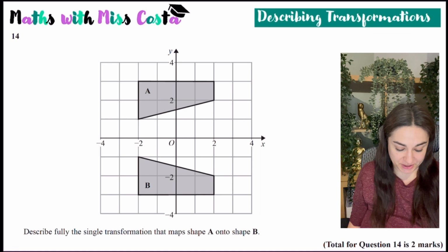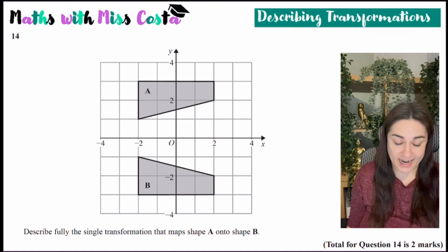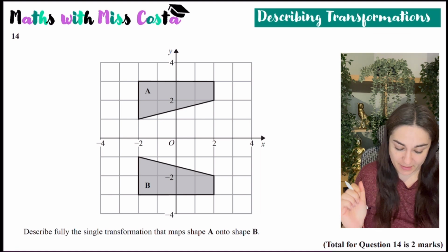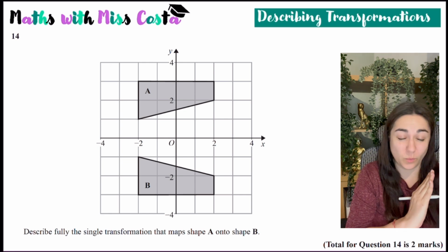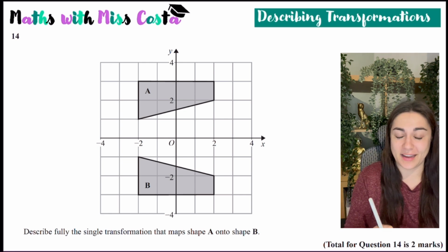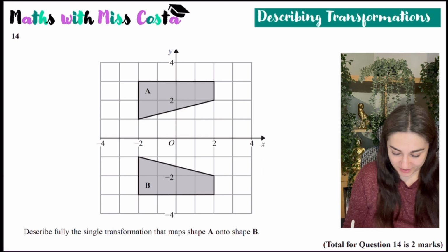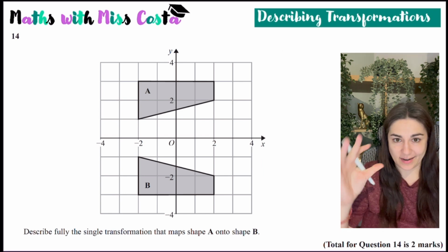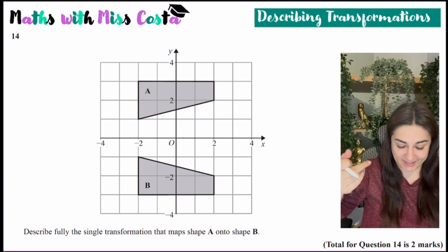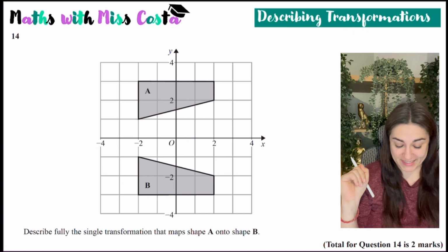Okay, so in this question you're asked to describe fully the single transformation that maps shape A onto shape B. Now, if it's a single transformation, it means only one thing can happen. And the amount of people that end up writing two things, you get no marks. So it's a single transformation. You can see that the shape must have been reflected because it's looking opposite to what it did before.